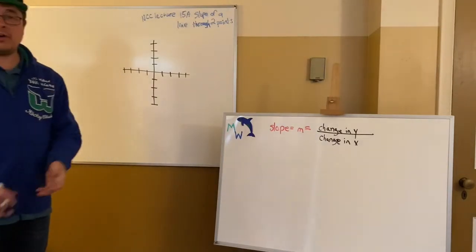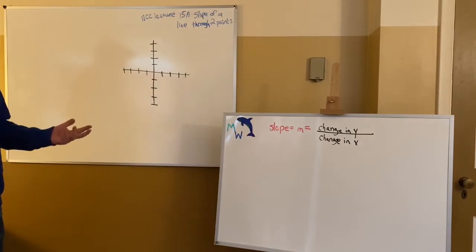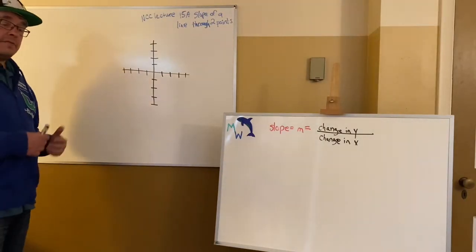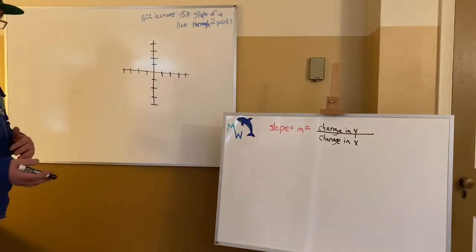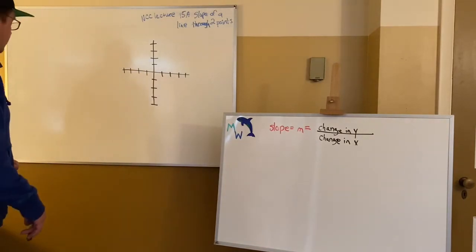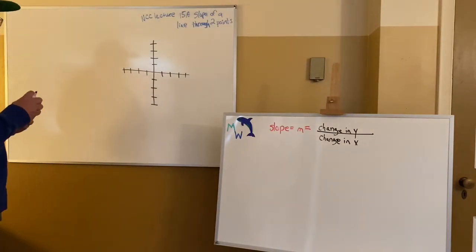Welcome. Here we are talking about slope of a line. The slope we're going to look at here is the slope of a line when we know 2 points that are on the line. Therefore, we know the coordinates of those 2 points, an x and a y for the first one, x and a y for the second one. So, what is the slope going to measure?